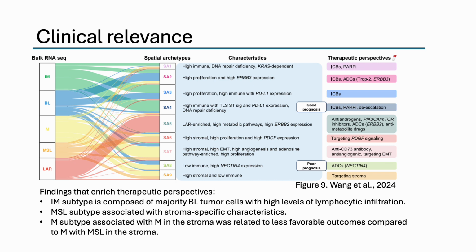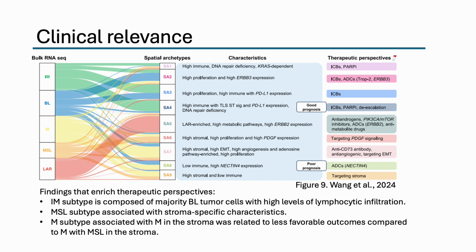Through their research showing the different contributions to the molecular makeup of these tumors, they were able to determine several characteristics and potential therapeutic targets. They discovered that the immunomodulatory subtype is composed of mostly basal-like tumor cells that have high levels of lymphocytic infiltration, as well as that the mesenchymal stem-like subtype was associated with stroma-specific characteristics, and the mesenchymal subtype associated with mesenchymal in the stroma was related to less favorable outcomes compared to mesenchymal with mesenchymal stem-like in the stroma.